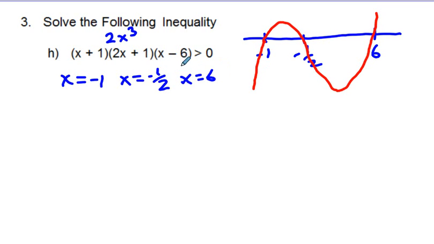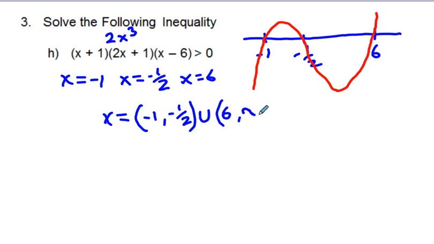And so where do we have the inequality greater than 0? Well, we're going to have x is equal to the interval between negative 1 and negative 1/2, and also greater than 6. So 6 comma infinity. So this would be the intervals where this inequality is true.